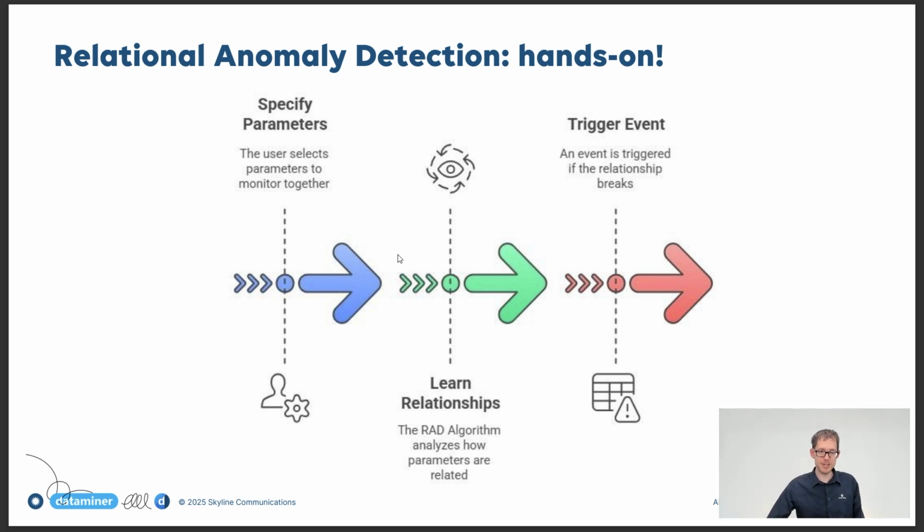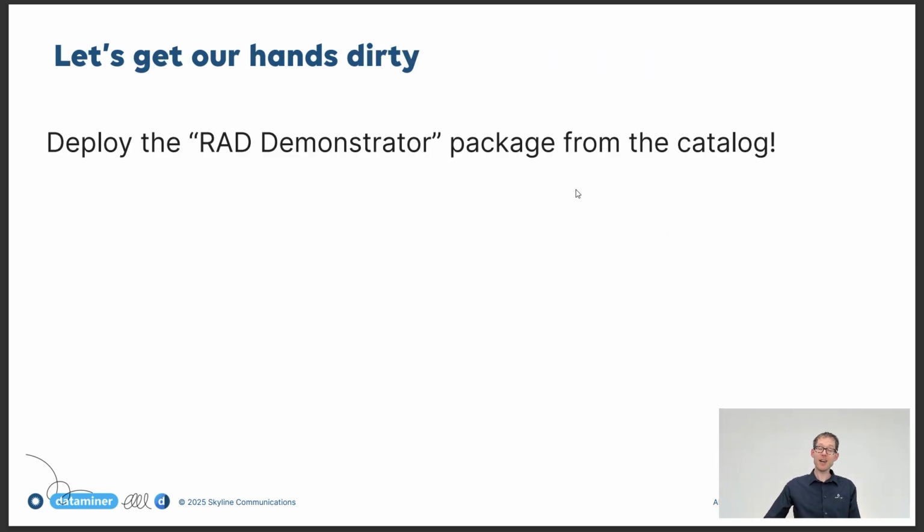Right? So let's put this in practice. Let's get our hands dirty. What you're going to need to follow along in this tutorial is you're going to need to deploy the ROD demonstrator package from the catalog. This is all easy peasy. You have done this before. Feel free to pause the video while you're doing that. It's very simple. Just go to the catalog, look for the ROD demonstrator, hit that deploy button, and let it run. And what it will do is it will create some elements in your DataMiner system that we will be playing with during this tutorial.